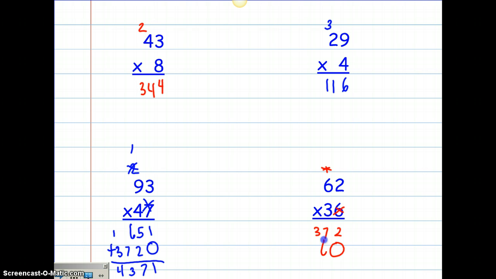Mark off what you've already used. 3 times 2 is 6. Do you have anything to carry? No, so don't worry about it. If you don't have anything to carry over, just write down the 6. 6 times 3. What is 6 times 3? I'm going to give you a second to think about that. It is, hopefully everybody said 18. Then you add 2. 7 plus 6 is 13. Carry the 1. 8 plus 3 is 11, plus 1 is 12. Carry that 1. 1 plus 1 is 2.